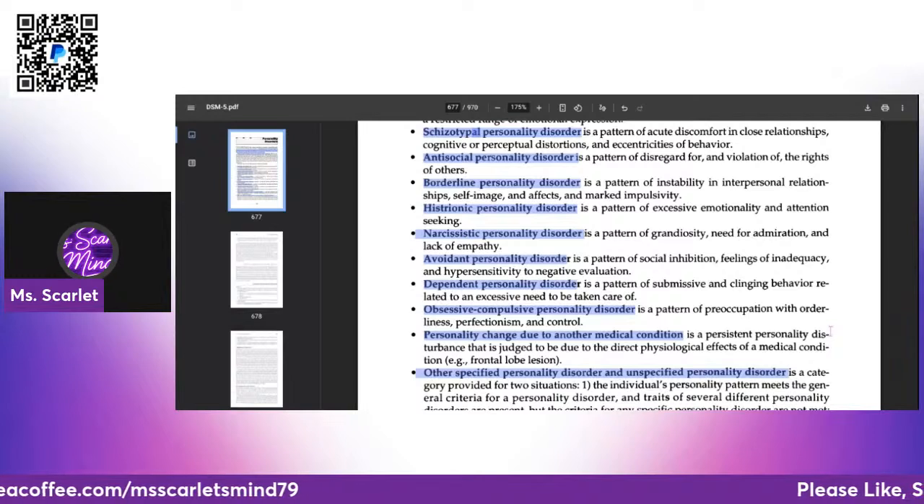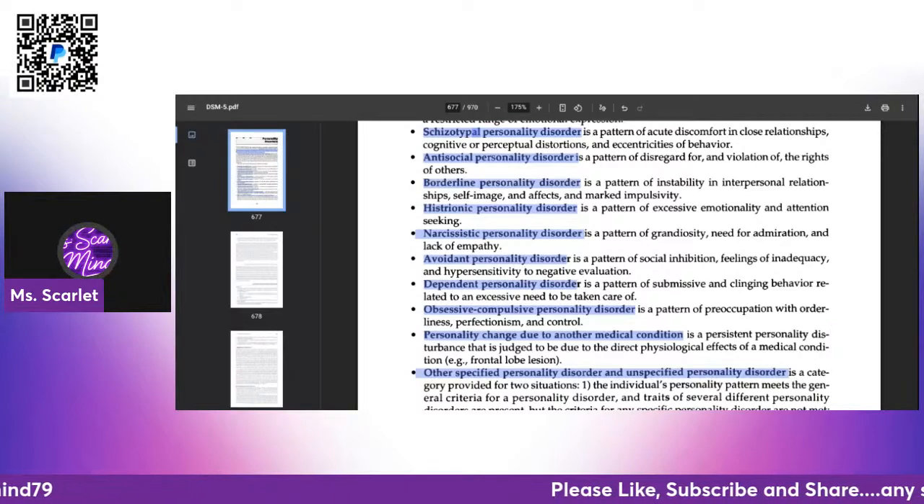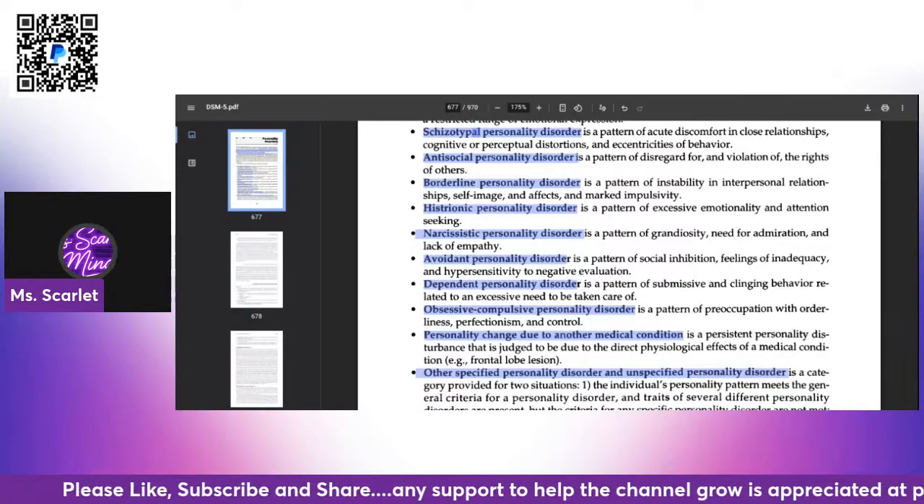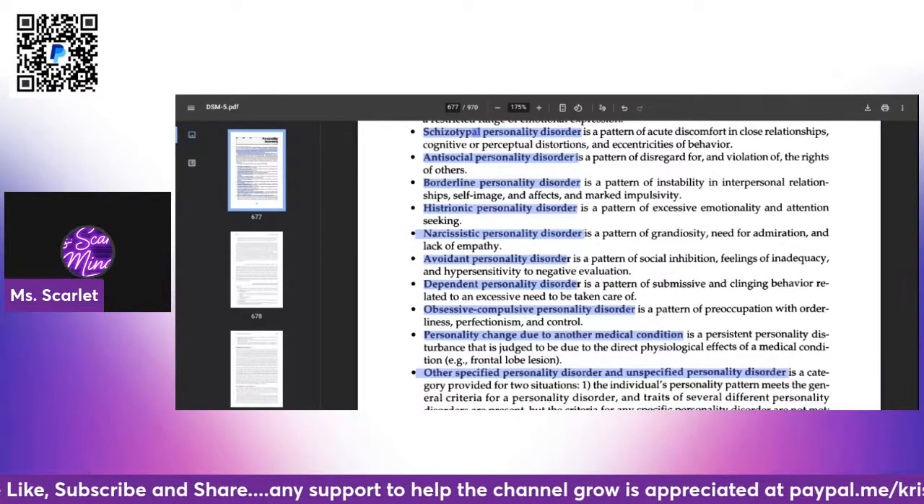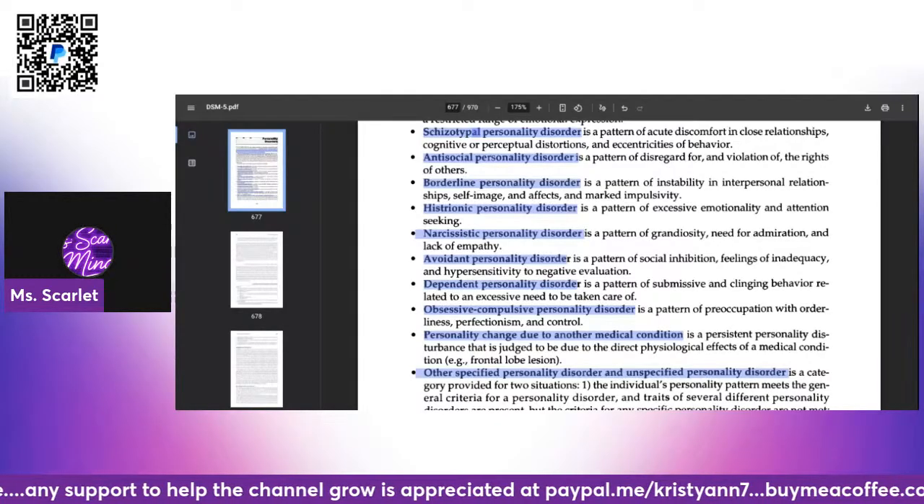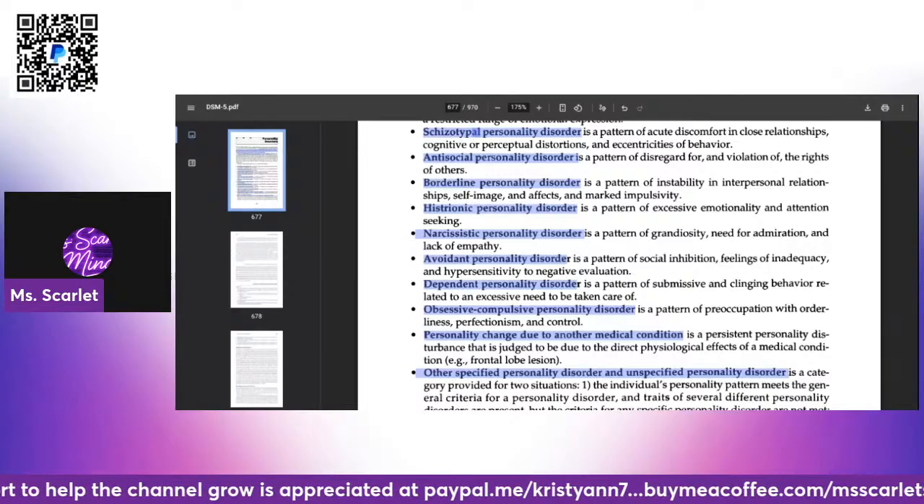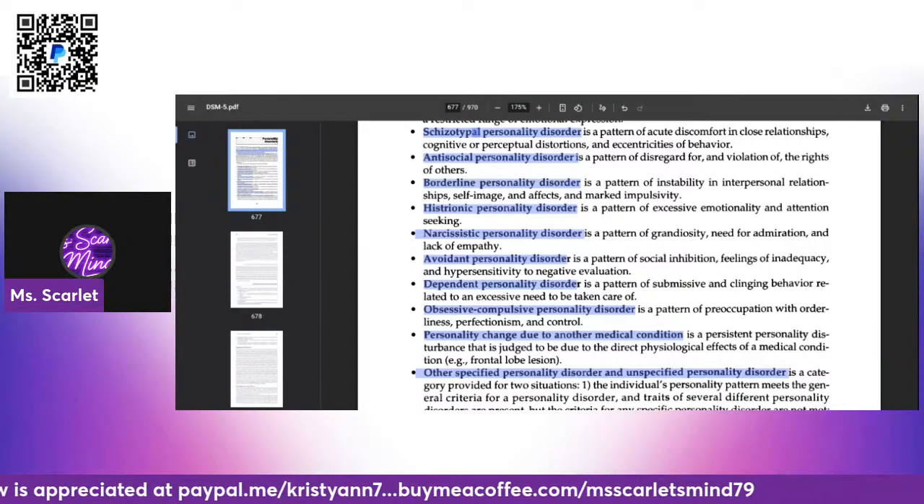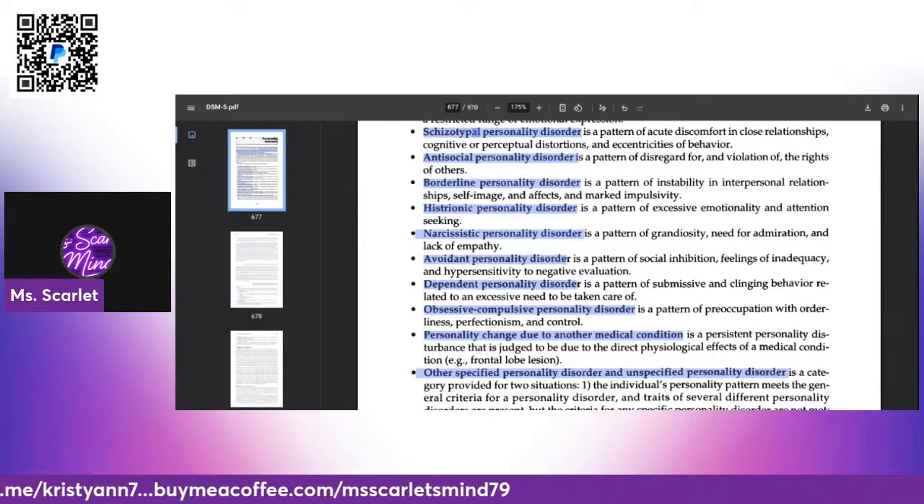Then you have avoidant personality disorder, which is a pattern of social inhibition, feelings of inadequacy, and hypersensitivity to negative evaluation. So getting criticized, not just getting upset. I mean, when they say hypersensitivity, they mean hypersensitivity. Okay. The next one is obsessive compulsive personality disorder, which is a pattern of preoccupation with orderliness, perfectionism, and control.